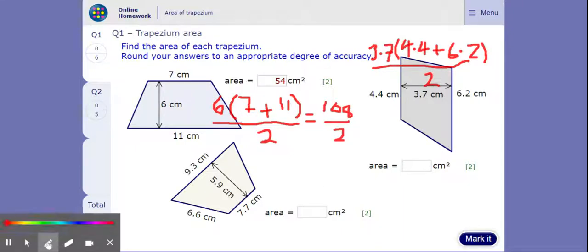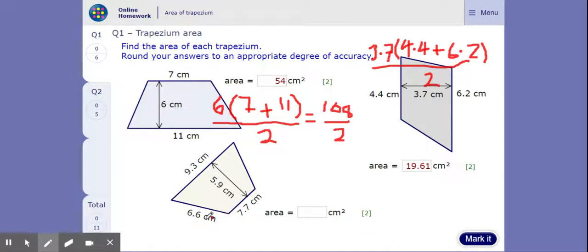Now you can put that quite carefully into your calculator. And if we put that into our calculators, we get 19.61. You can try that, see if you get the same answer.